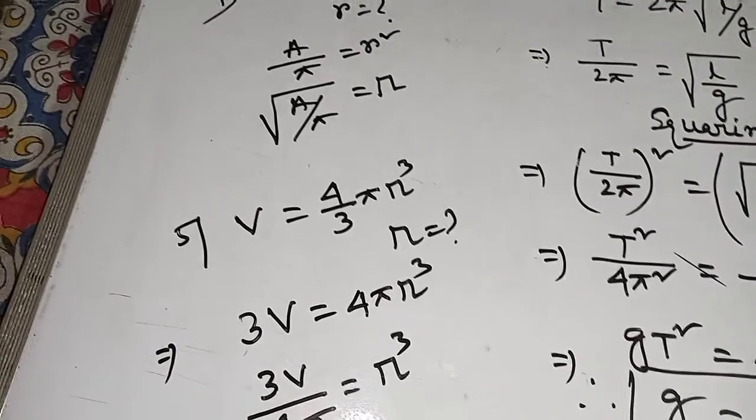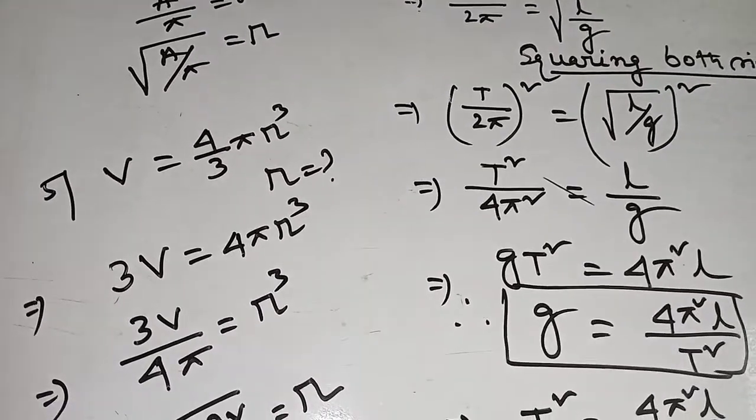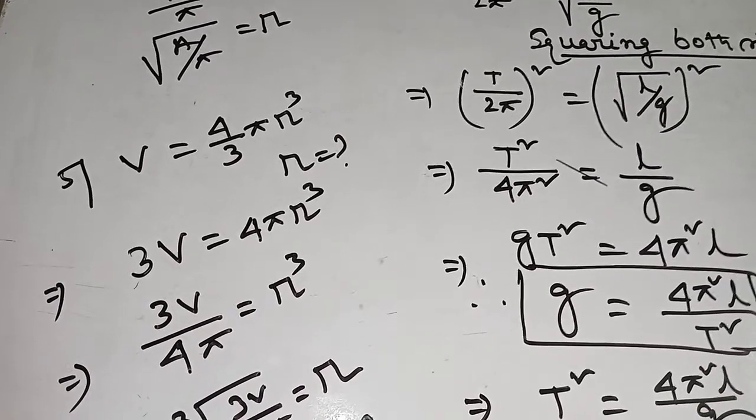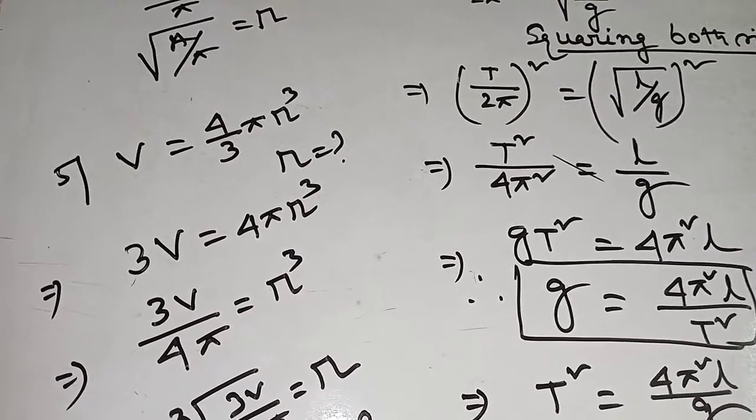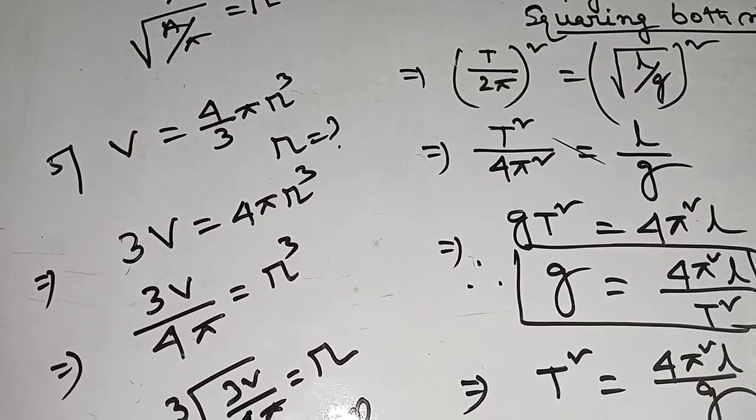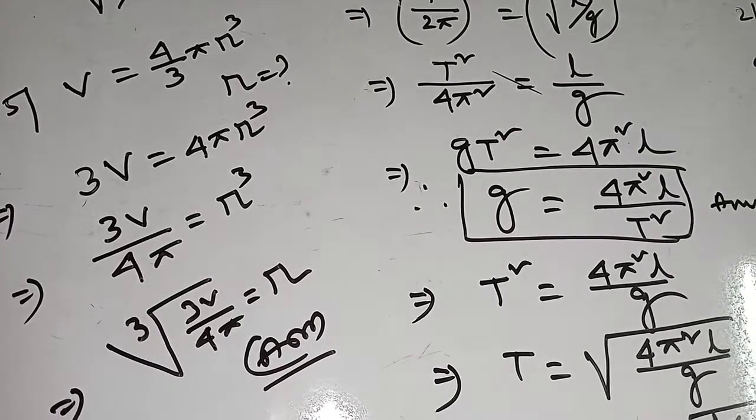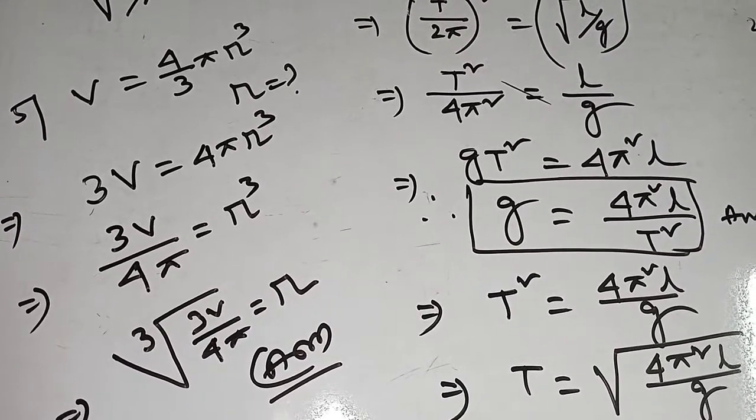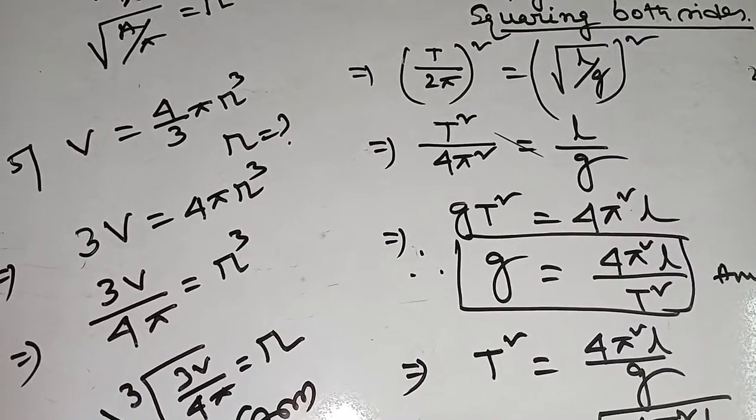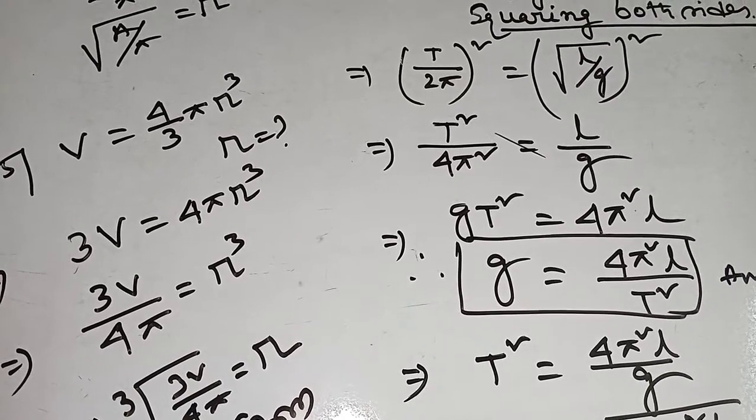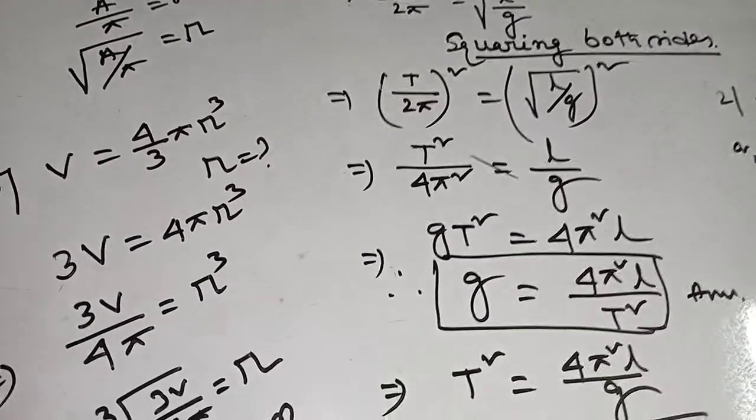Now V equal to 4 by 3 pi r cube, this is the volume of sphere. V equal to 4 by 3 pi r cube, make r the subject. Here you see, all are r multiplication. It will be 3V equal to 4 pi r cube, then r cube equal to 3V by 4 pi. Next r equal to cube root under 3V by 4 pi. This is the answer. This is the most important sum for exams in class 9 or 8. Okay, this is the most important sum for board exam.